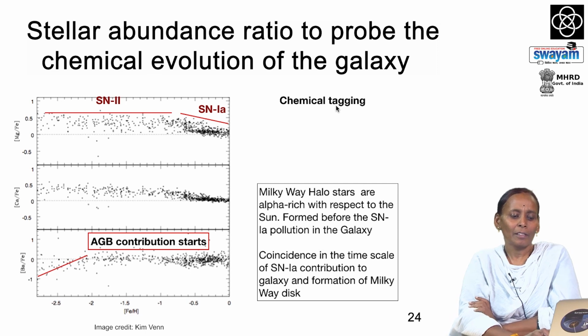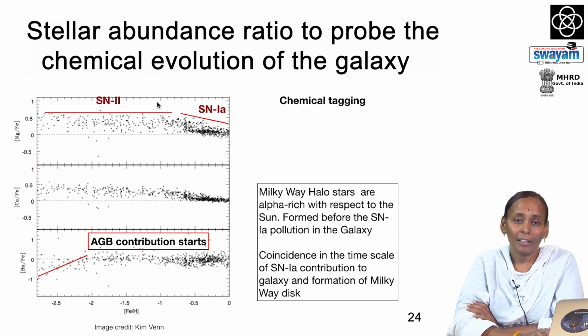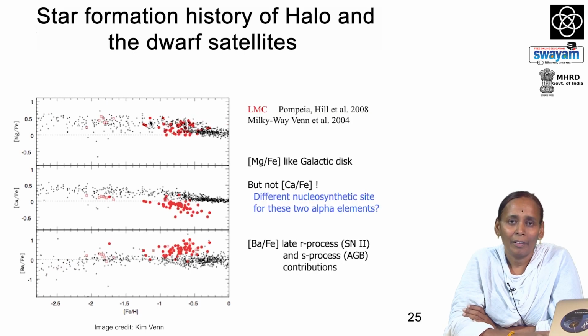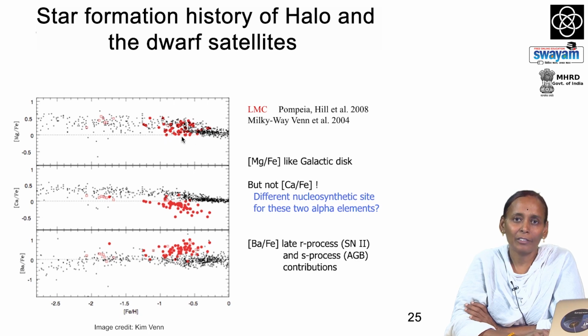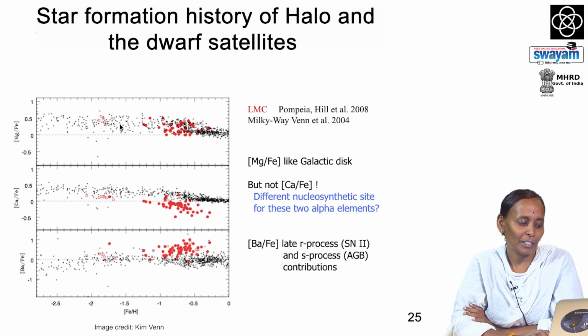Okay, so these kinds of plots are what is called chemical tagging, and this chemical tagging of individual stars can say a lot about galaxy populations and star formation history. And again, these red points are for the Large Magellanic Cloud, and interestingly they have very similar alpha abundances, for example magnesium, but they have very low calcium abundances with respect to the Milky Way halo stars. So this is something which we still do not understand: how there are different sites which make magnesium and calcium.